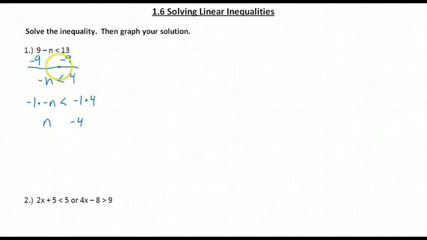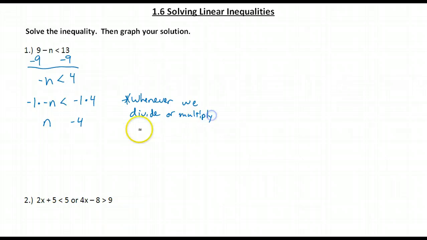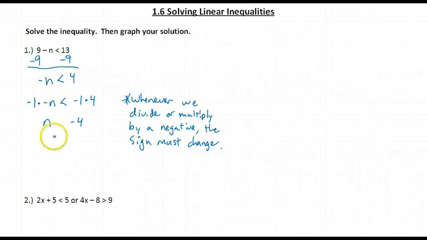But there is a rule whenever we're working with inequalities. Whenever we divide or multiply by a negative, the sign must change. So we started with a less than. We're going to have to switch it to a greater than. So my final answer is n is greater than -4.